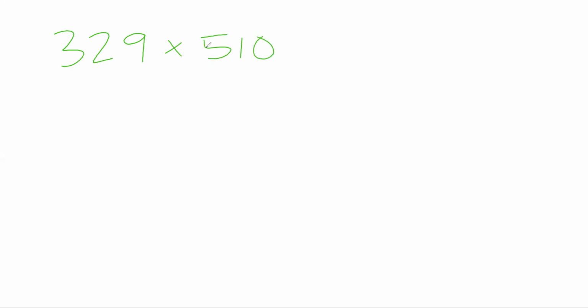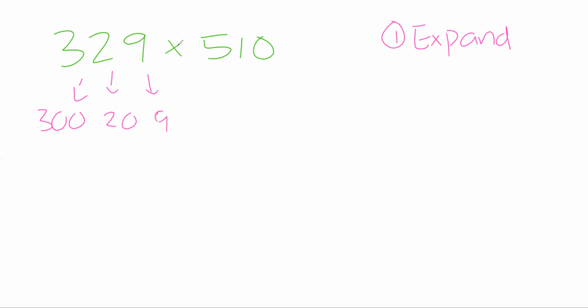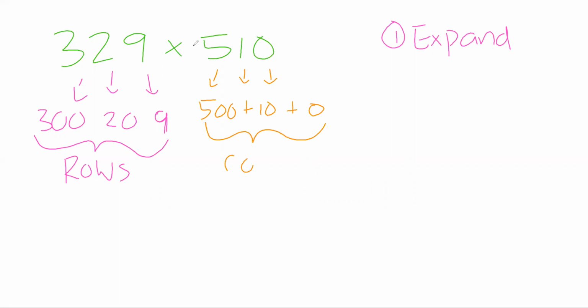One thing we know if we're going to use the box method, thinking about those steps that we use, is we're going to expand our numbers. Very important rule. It's going to help us see the value of each place value in our numbers. Plus, it builds our rows and our columns for our model, right? So this could be our rows. And if I expand 510, I'm going to get 500 plus 10 plus 0. And this would give me my columns. Okay, so that's the first thing we really want to do so we can visualize this area model. And so our next step is to build that model.